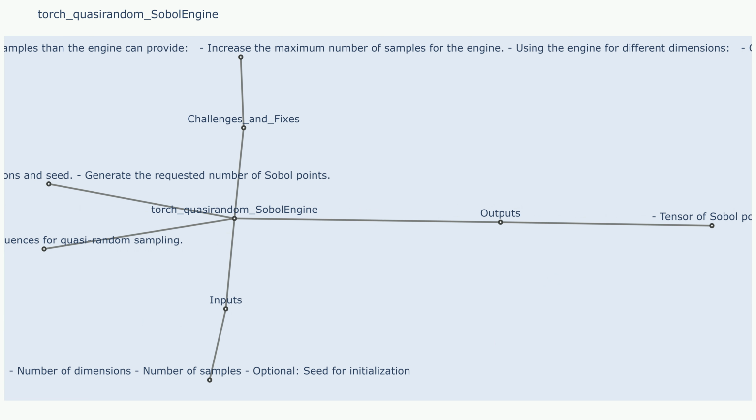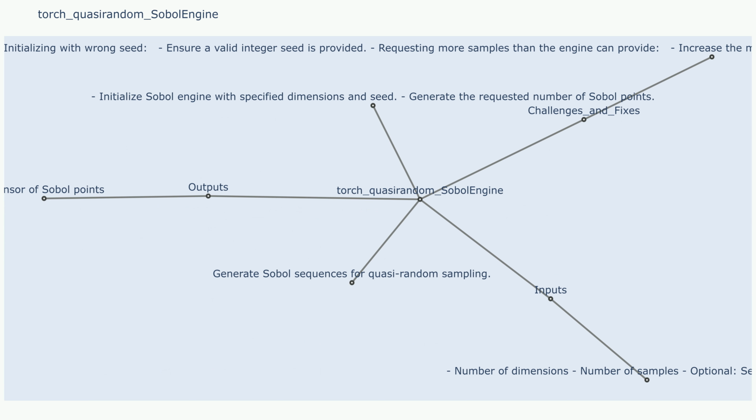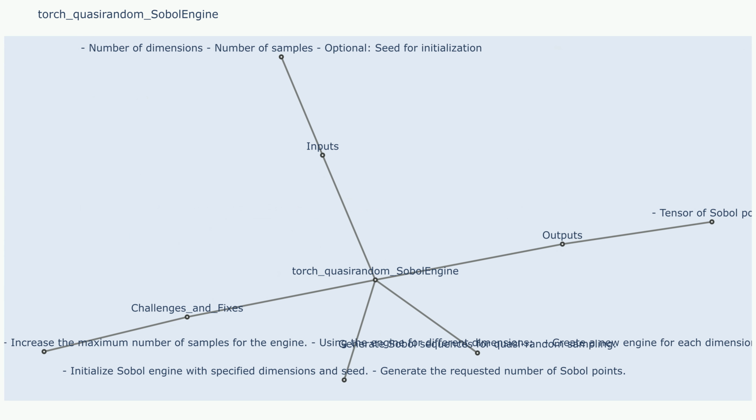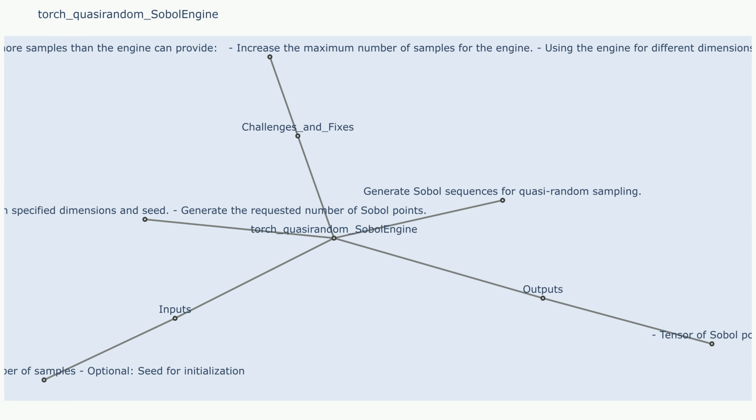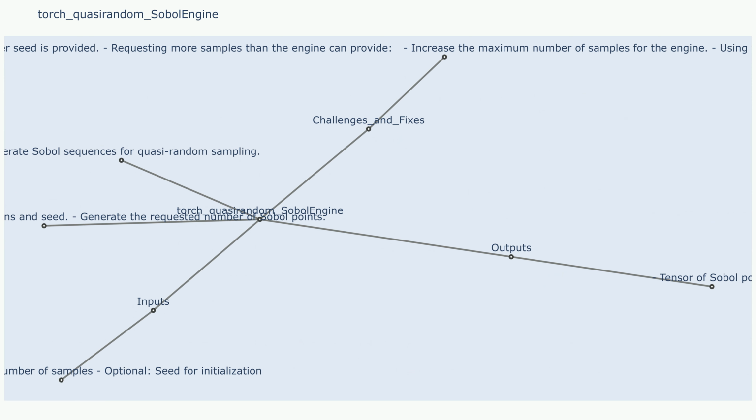Inputs. Dimension. This integer represents the number of dimensions for the Sobol sequence. Each point in the sequence will have dimension coordinates. Scramble. This Boolean argument, default false, determines whether to use scrambled Sobol sequences. Scrambled sequences have a more random appearance, which can be beneficial in certain applications. Seed. An optional integer that controls the starting point of the sequence. This allows for reproducibility.